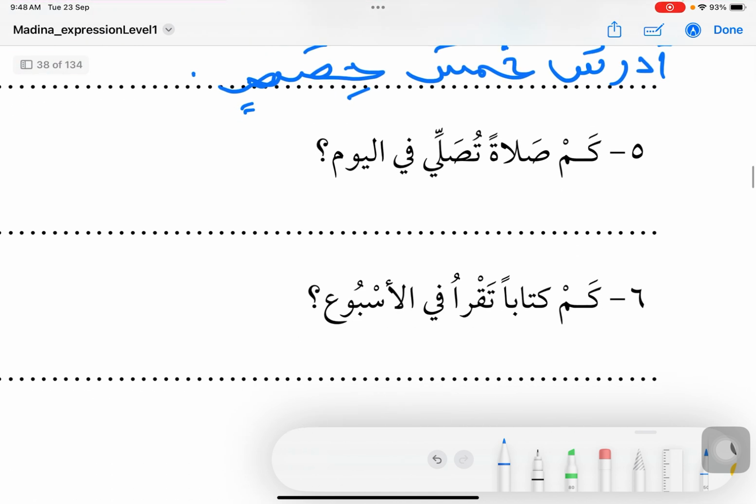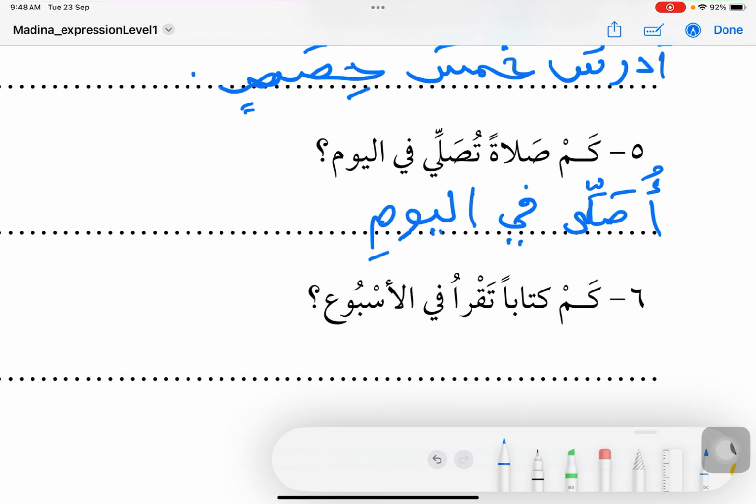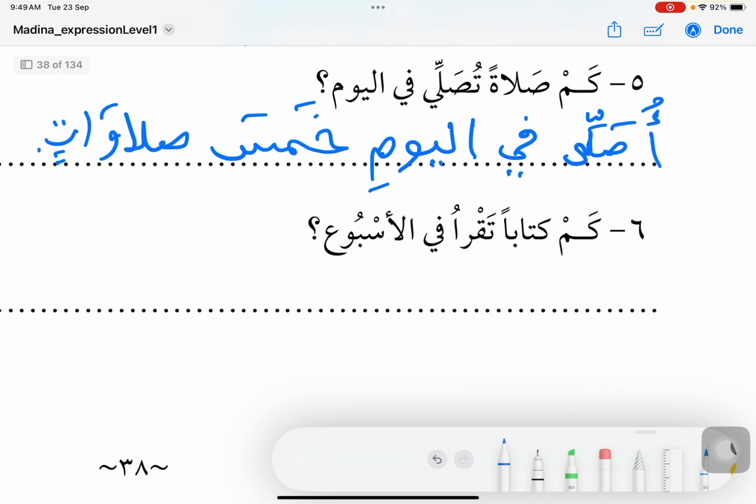Kam salatan tusalli fil yawm. So beautiful question. Usalli, you can say fil yawm if you want. Fil yawmi, in a day. Say khamsa salawatin, 5 prayers.